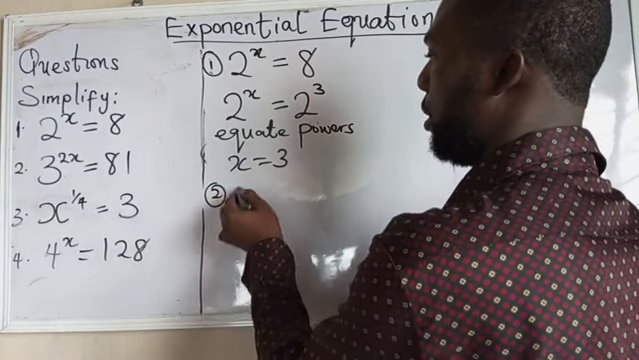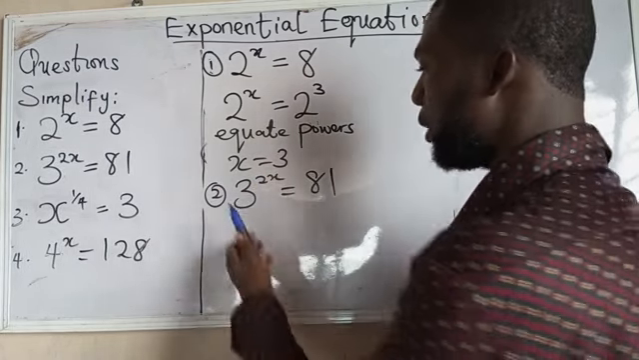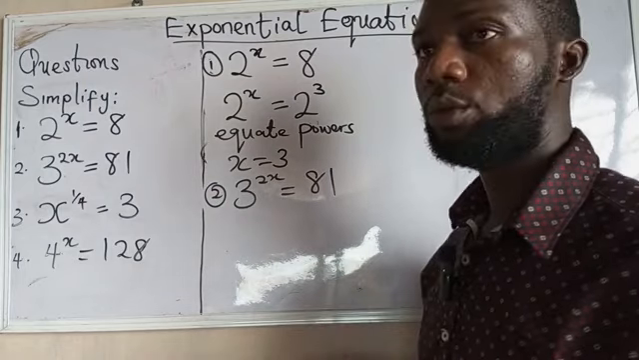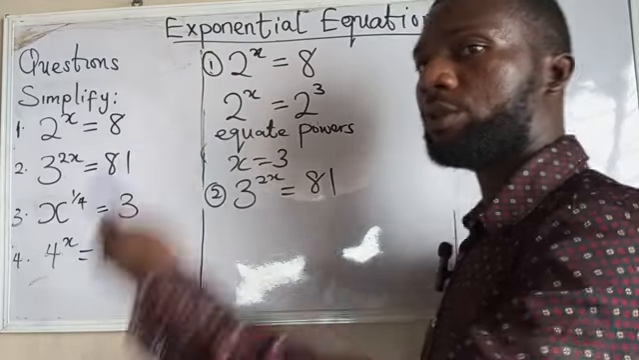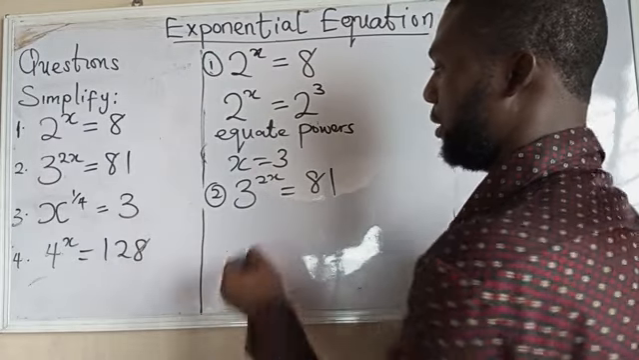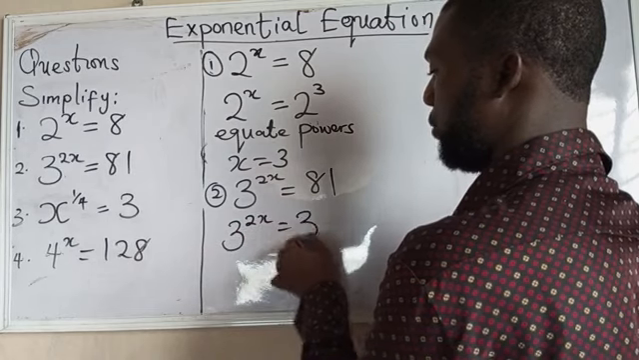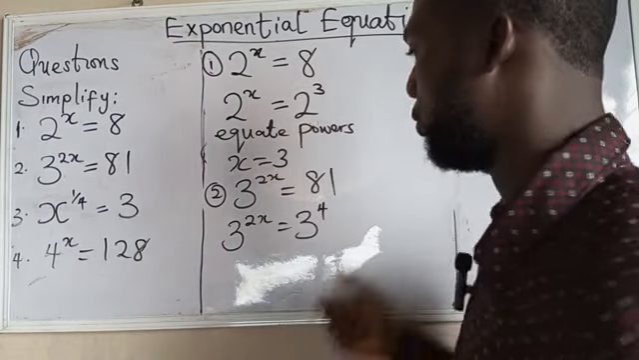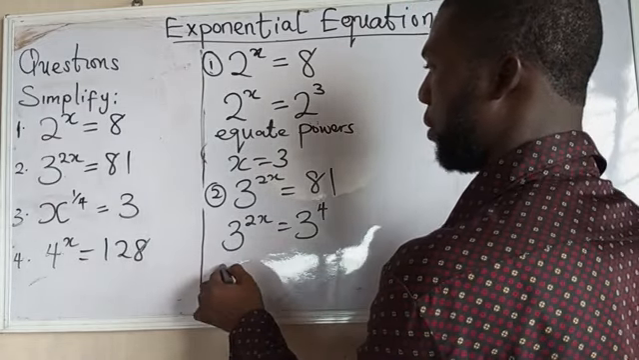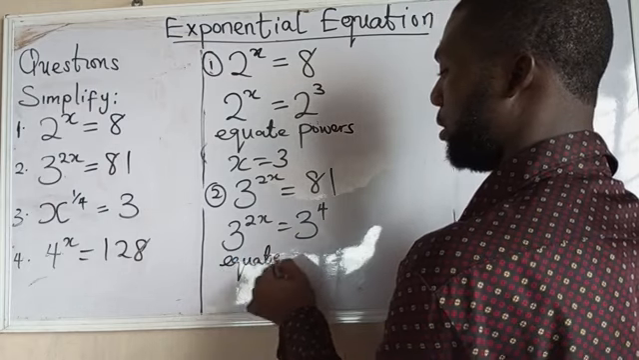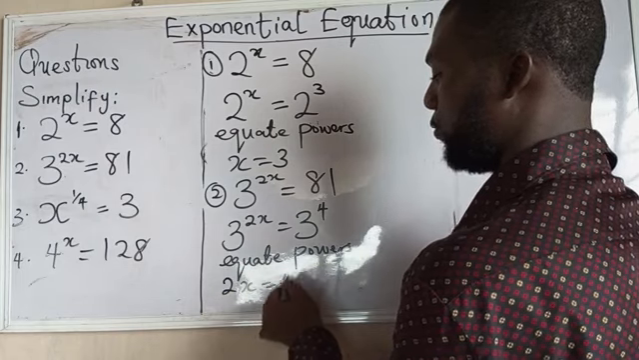Let's move on to number 2. 3 raised to power 2x equals 81. Now, what is our left hand side? 3. So the trick here is to reduce 81 to 3 raised to power something in order for the bases to be the same. So it's going to be 3 raised to power 2x equals 3 raised to power 4. You can see that the bases are the same, so we focus on the power. I'll write equate powers. So we have 2x equals 4.